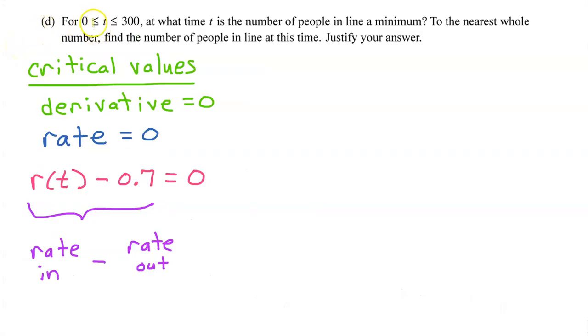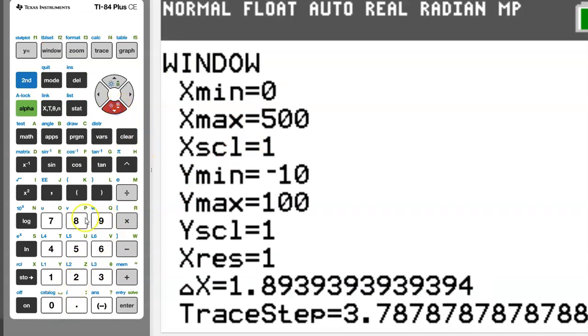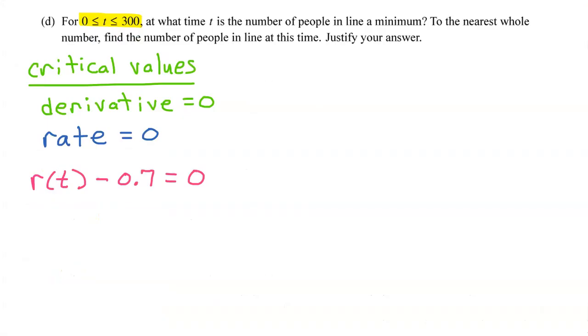First of all, we are only considering times between 0 and 300. So that is your x min and your x max right there. So let's see, x min will be 0, x max will be 300. How about the y min and y max?